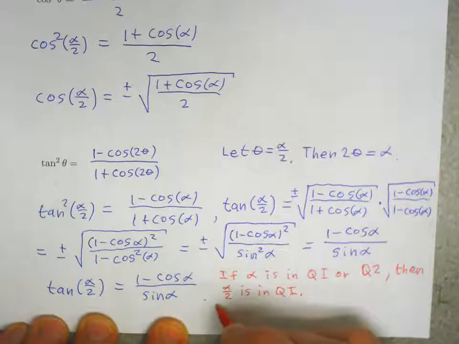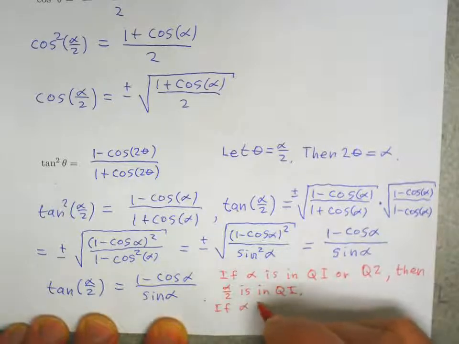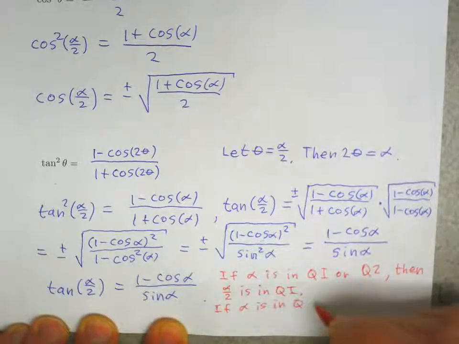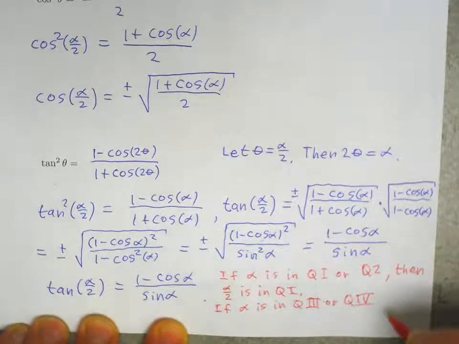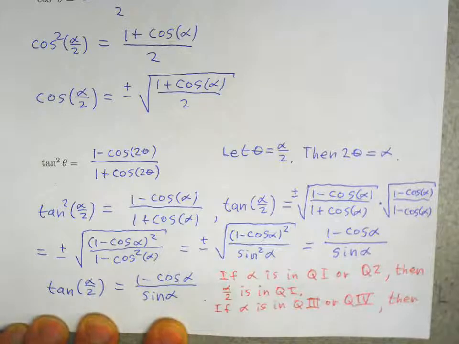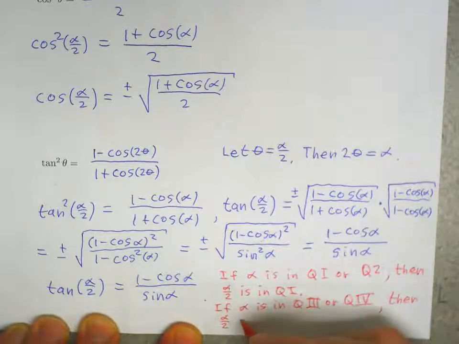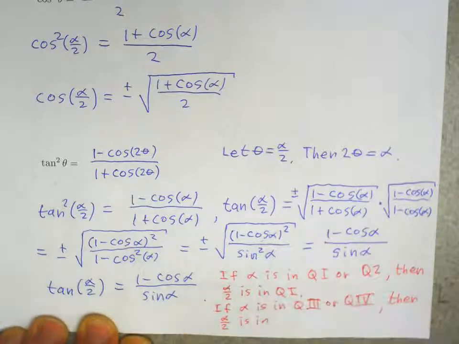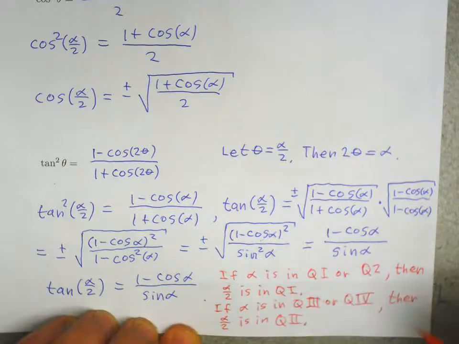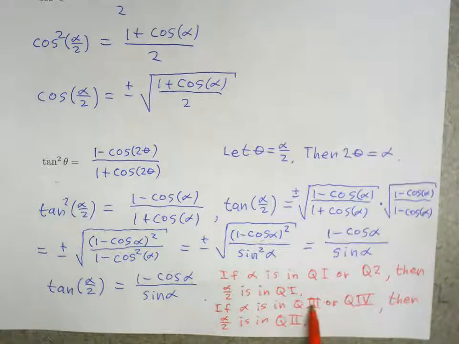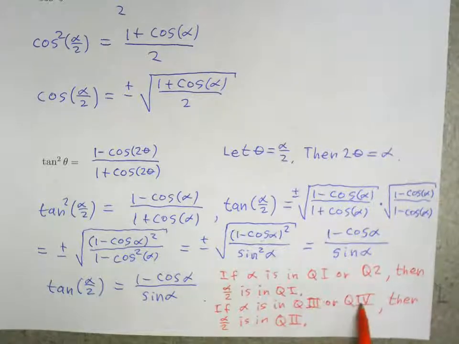And then if alpha is in quadrant 3 or quadrant 4, then where will alpha over 2 be? Alpha over 2 is in quadrant 2. Okay, in quadrant 3 and quadrant 4, if alpha is in quadrant 3 and quadrant 4, sine is negative, and since alpha over 2 is in quadrant 2, tangent is negative there also.